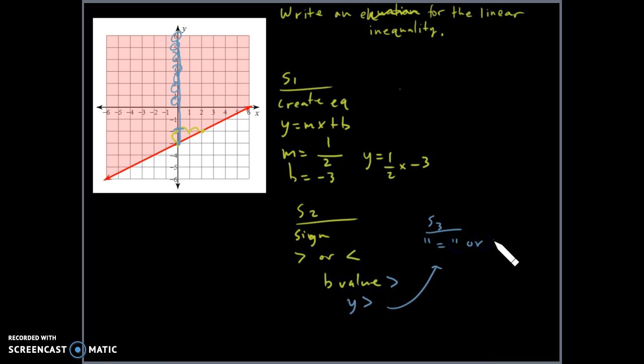Our third step is to figure out, is it an equal to or no? Well, if it's an equal to, we know it's a solid line. If it's not equal to, it's a dashed line. We've got a solid line, so yes, it is an equal to, so let's put it all together. Y is greater than or equal to 1/2 x minus 3.